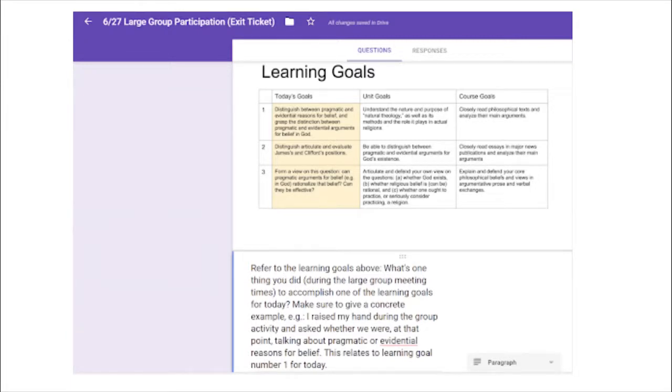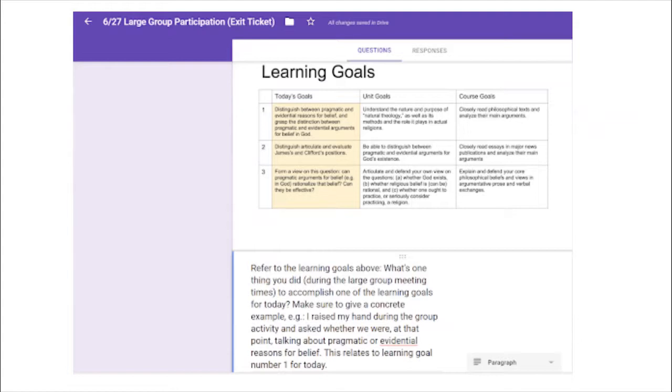So right at the end, again, in order to give you more of a chance to earn participation points, I'm going to ask you the following question right before you leave today. I'm going to ask that you refer to the learning goals, and then on the exit ticket, there's actually a picture of the learning goals, and that you tell me one thing that you did, one concrete thing you did in the large group meeting to accomplish one of those learning goals.